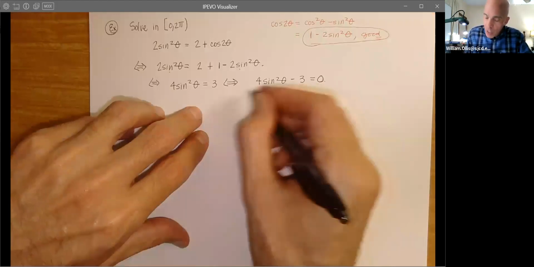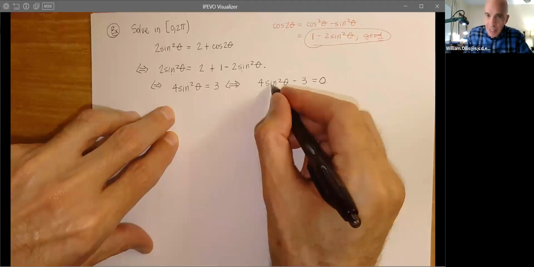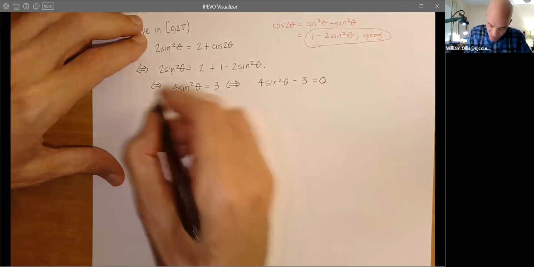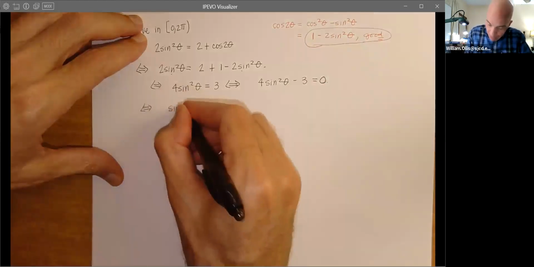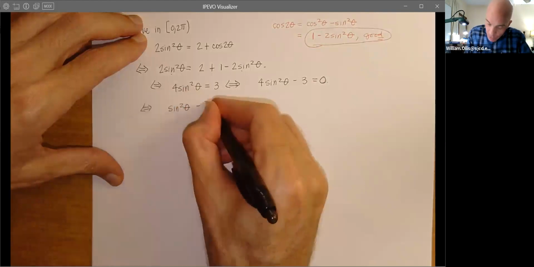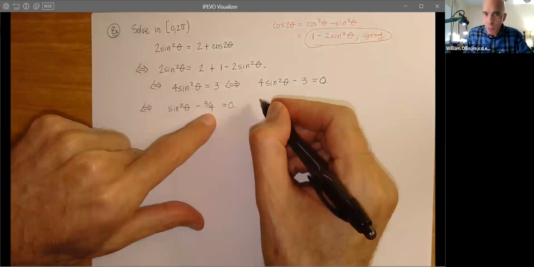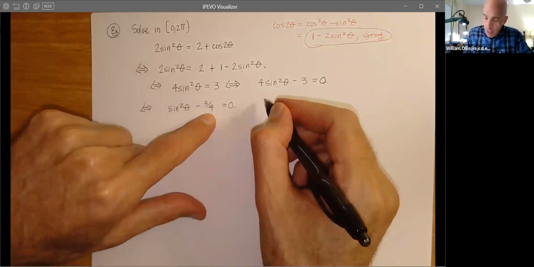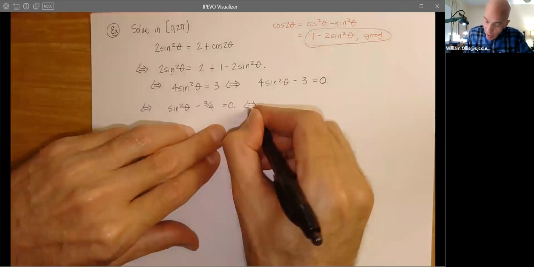Now, of course, this is a difference of 2 squares if we could just model it that way. So first, what we want to do is divide everything through by 4 to get a leading coefficient of 1, since we kind of like that. So this will be sine squared theta minus 3/4 equals 0. So now we can think of this as a square root deal to have the difference of squares. So that's where we're using our algebra again.